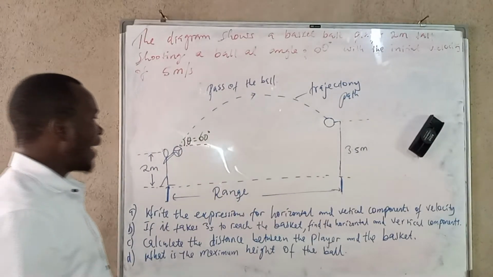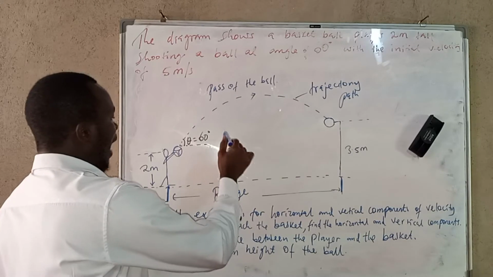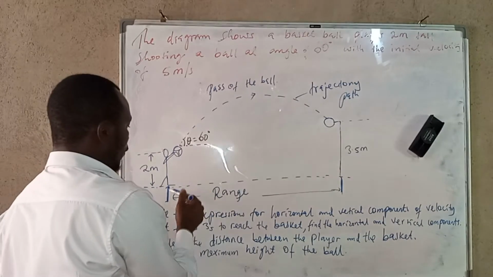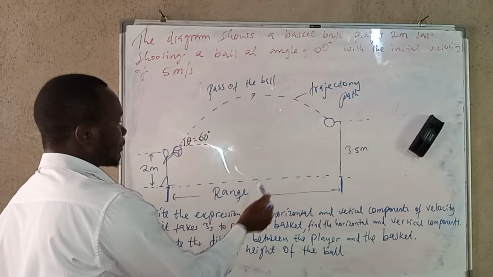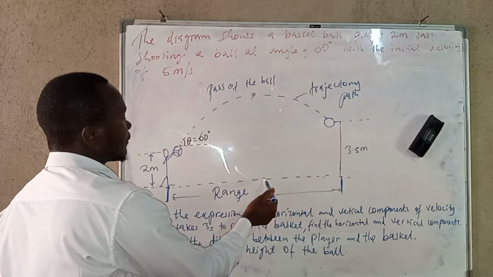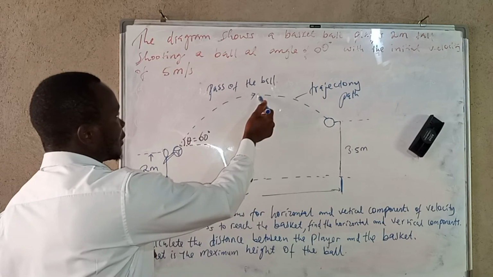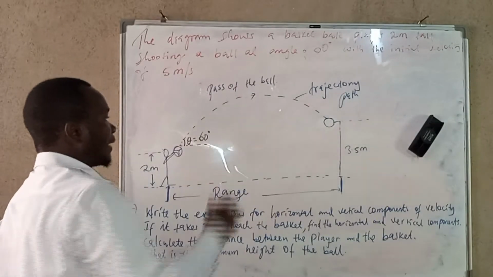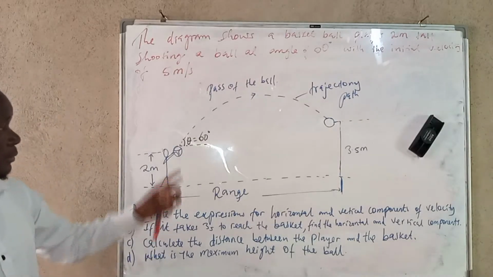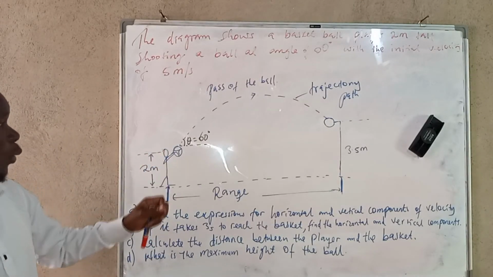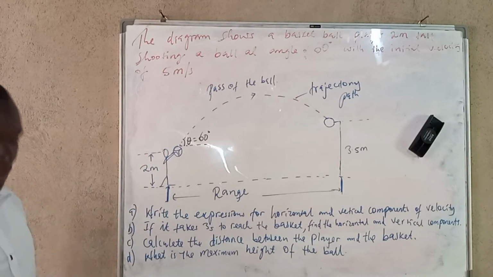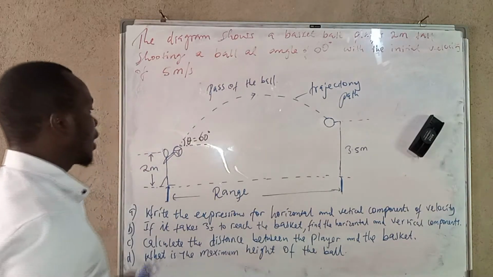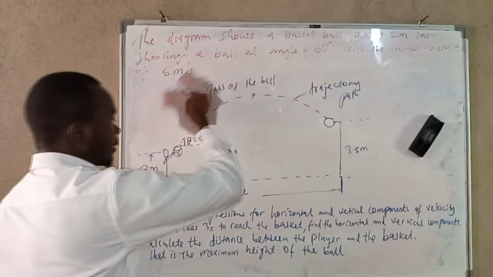Now, the height that the ball is going to reach, if we are considering from the ground, is from this point to this point. So this is the maximum height. Now, from this point, we can proceed as follows. So let us proceed. Let me erase this part.